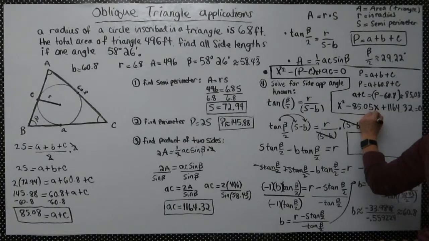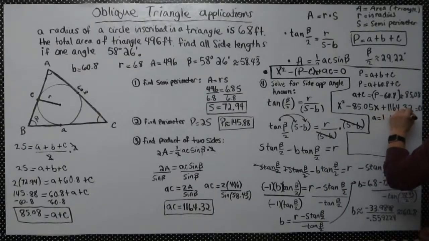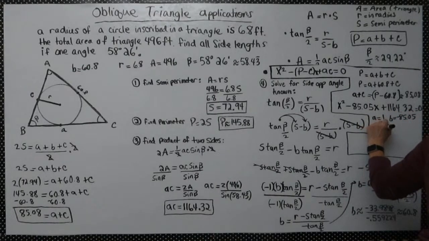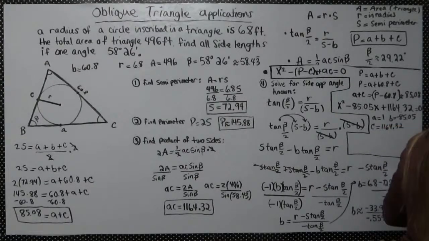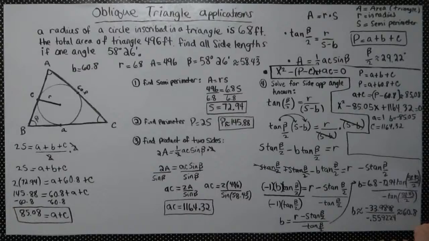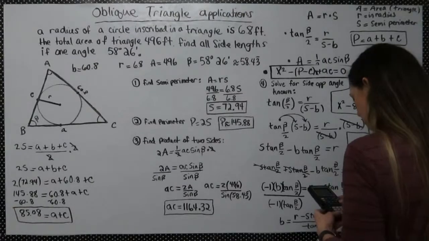So you'll say A equal 1, B equal negative 85.05, and C equal 1164.32. And my calculator has the quadratic formula programmed into it, so I can cheat, I guess, and ask the program.